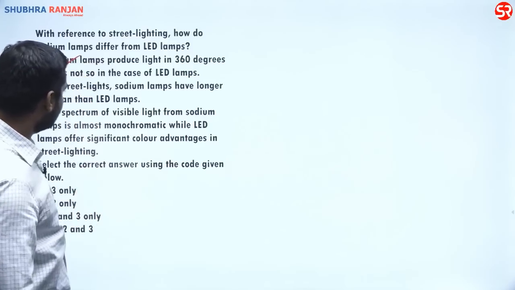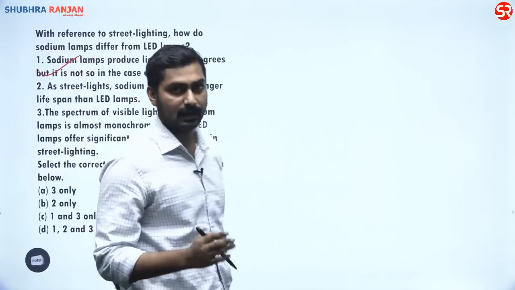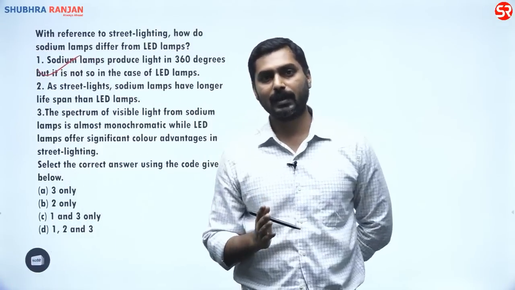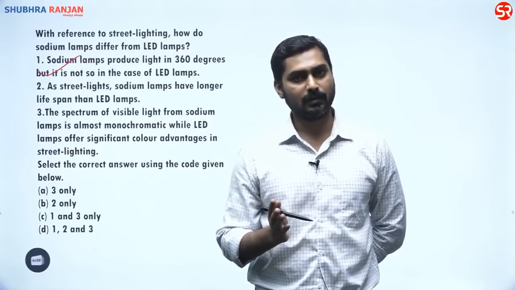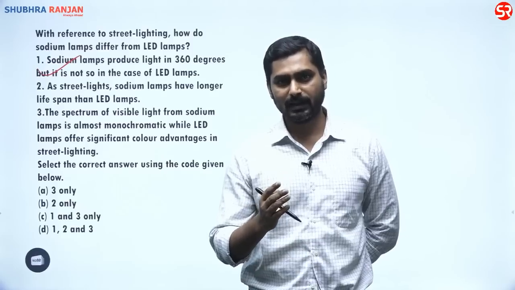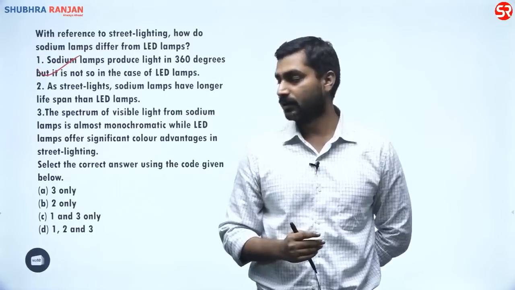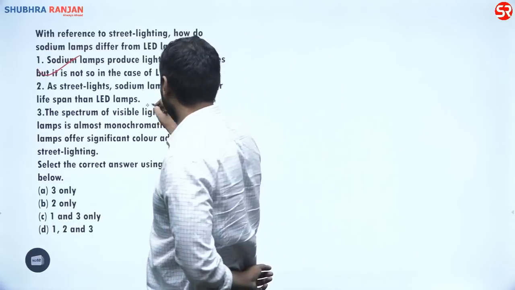The second statement, as street lights, sodium lamps have longer lifespan than LED lamps. Now this is an incorrect statement because sodium lamps have an average life of around 24,000 hours to 25,000 hours, whereas an LED light has a life of about 25,000 hours to 2 lakh hours. So this is a wrong statement.